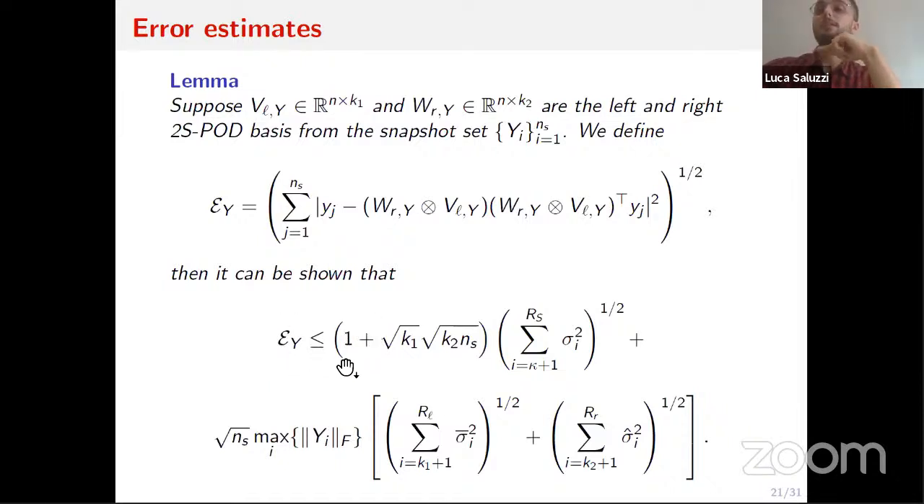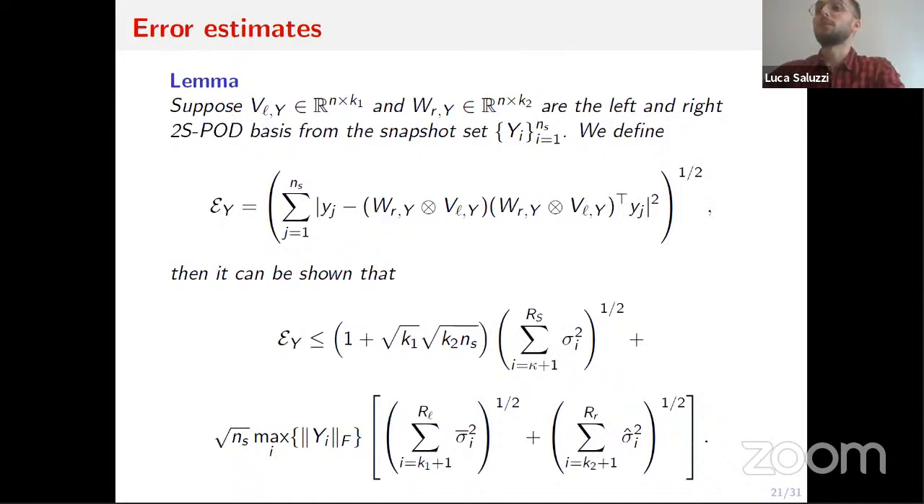This is the projection error, and what can be shown is the following: we have this upper bound. We see that it depends on K1 and K2, which are the dimensions of the basis, on the number of snapshots, and on the Frobenius norm. The most important thing is that it depends on the left and right singular values neglected in the second phase, and on the singular values neglected in the first phase. So if all these singular values go to 0, or can be bounded by a very low tolerance, then the projection error is very low. This means that everything is related to the singular values that we are neglecting in the two phases.